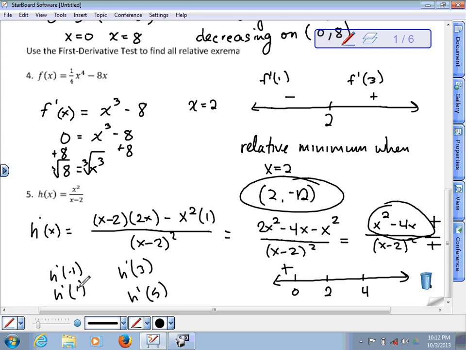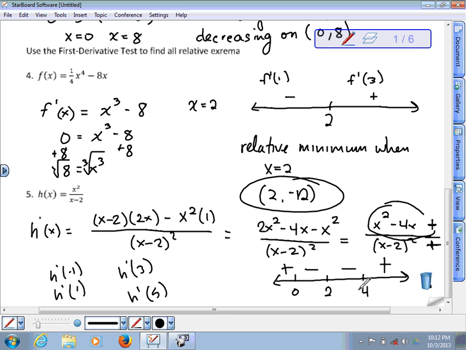Now, h prime of 1, if we plug a 1 in, 1 squared is positive. Minus 4 times 1, though, makes it negative. So we have a negative divided by something that's always going to be positive down there, so that's a negative interval. Plugging in a 3 for both x's here, 3 squared is 9, but minus 12 here makes it negative. Negative divided by positive is negative. And if you plug in a 5, 5 squared is 25, but minus 20 makes it positive. Divided by a positive is positive.